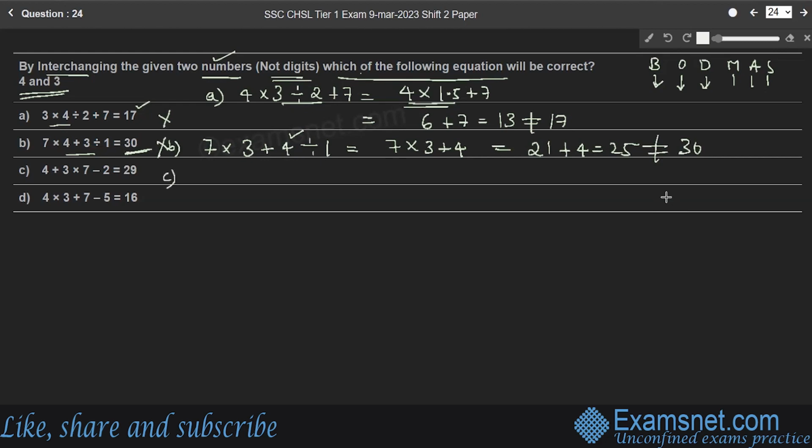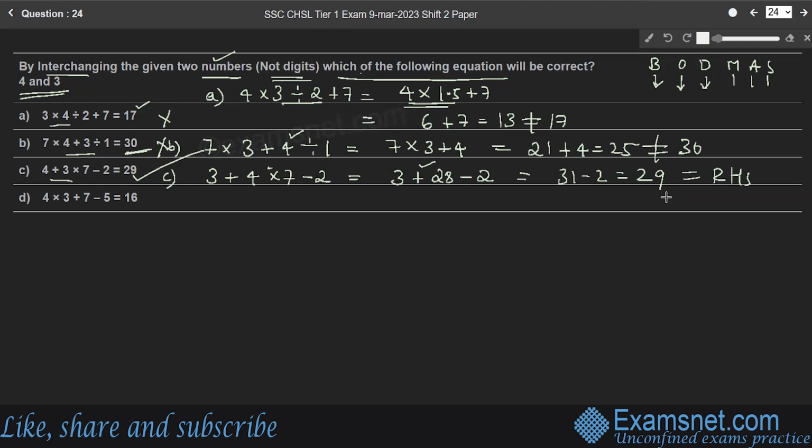Consider option C. Interchange 4 and 3. 4 plus 3 becomes 3 plus 4 into 7 minus 2. Again go for the BODMAS rule. There is no division part here, so we'll start with multiplication. 4 into 7 is 28, right? Then addition, 28 plus 3 is 31, minus 2 is 29, which is equal to the RHS, right? 29 is the RHS.